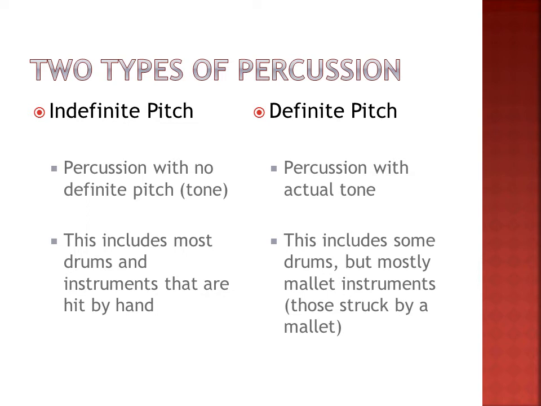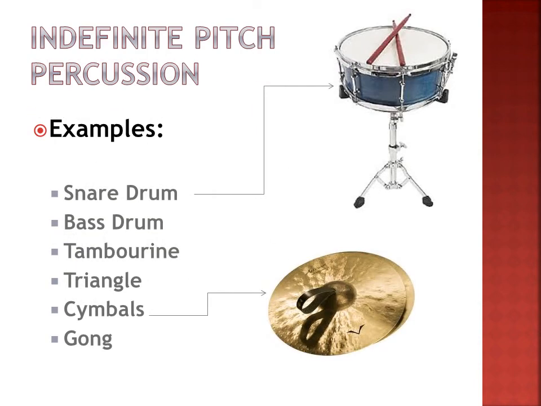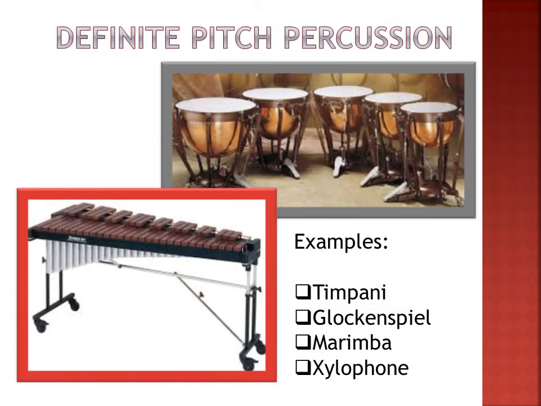Definite pitch percussion instruments create actual tone and pitches. This includes some drums like timpani or kettle drums, but mostly mallet instruments, which are instruments struck by mallets. Here are a few examples of indefinite pitch percussion: snare drum, bass drum, tambourine, triangle, cymbals, and gongs. And here are a few examples of definite pitch percussion, such as the timpani and the xylophone.